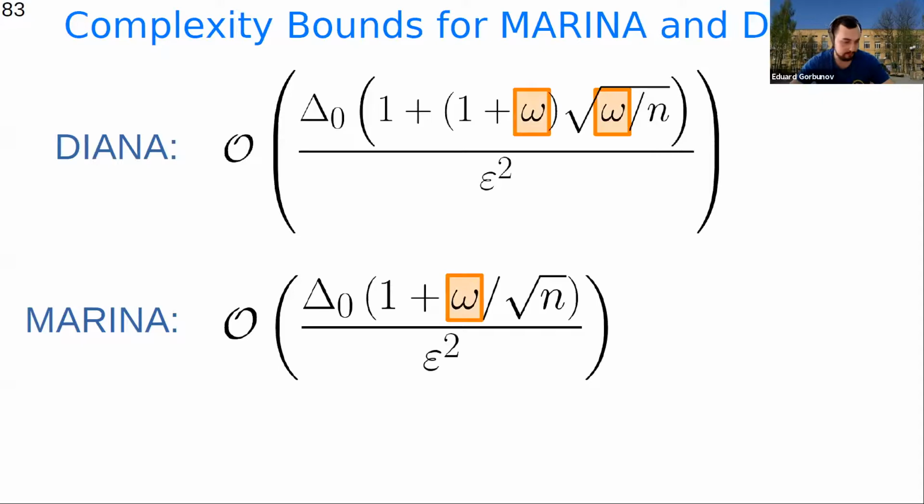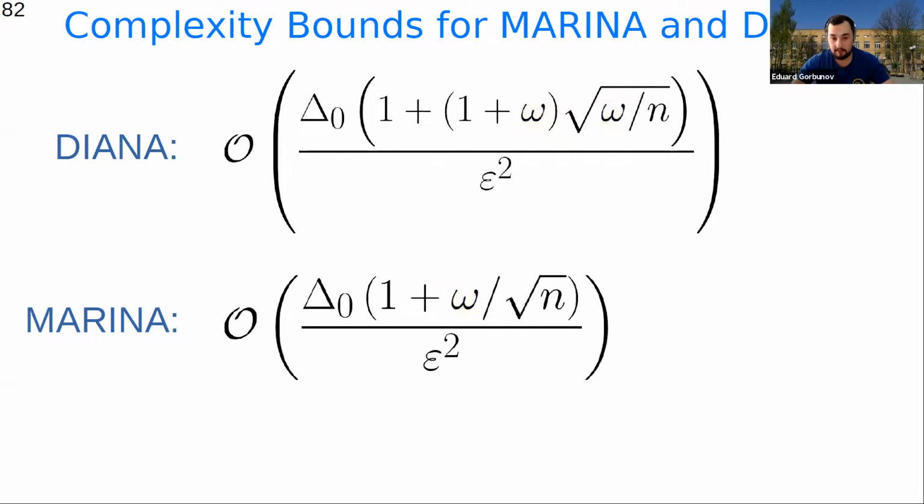Okay, so we stopped here. On the slide is a comparison of the rates of DIANA and MARINA. The improvement is in the square root of omega factor, and everything else is the same, neglecting the smoothness parameters. We are not focusing here on smoothness parameters, but one can check the details in the paper. Okay, and what's next?